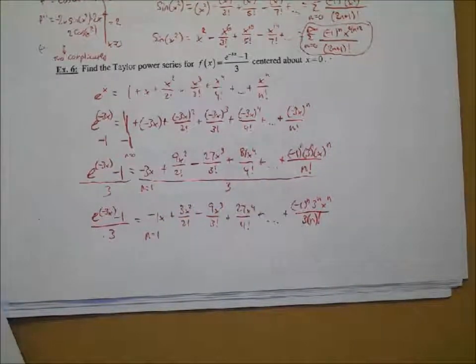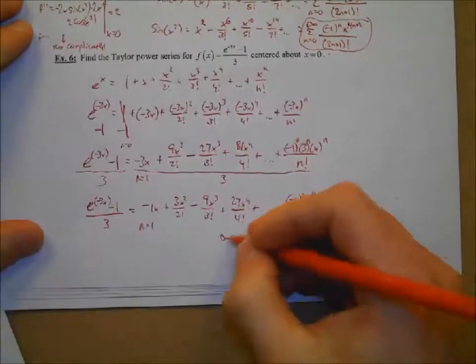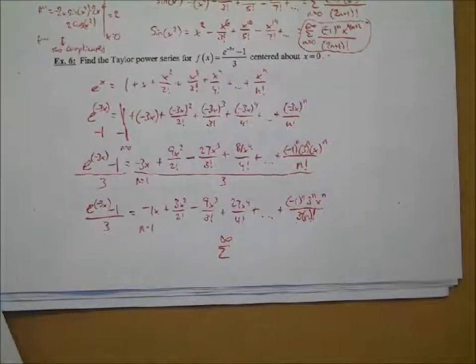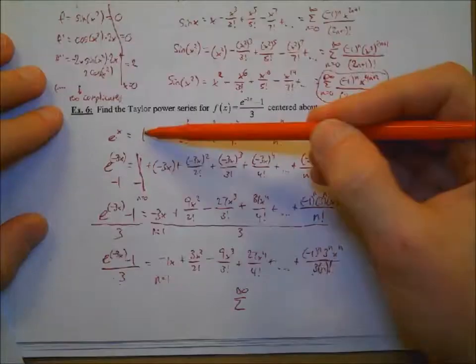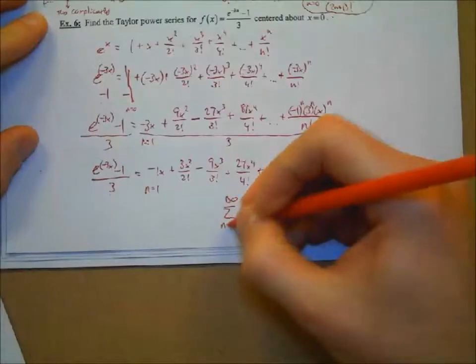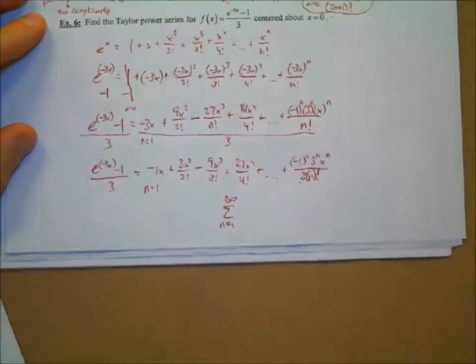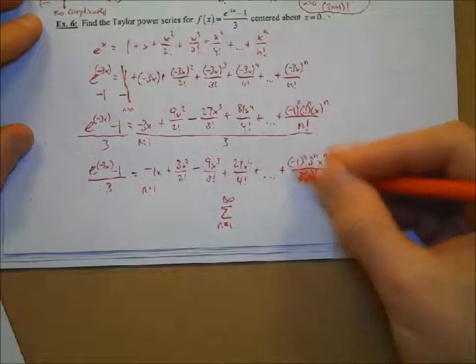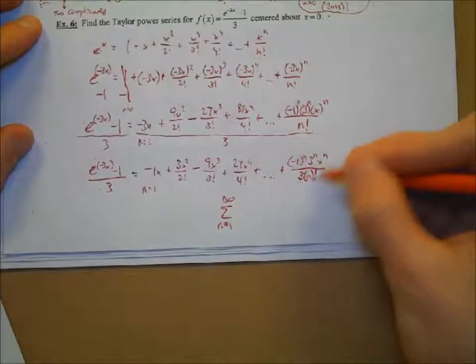Because again, we want to write the Taylor power series. That means we want to come up with a sigma notation here. So sum to infinity, and where are we going to start? N equals what? 1. It was originally at 0, but we canceled out that 0th term. We're starting now at 1. And then we're just going to use our general term here. This is how our general term transformed.